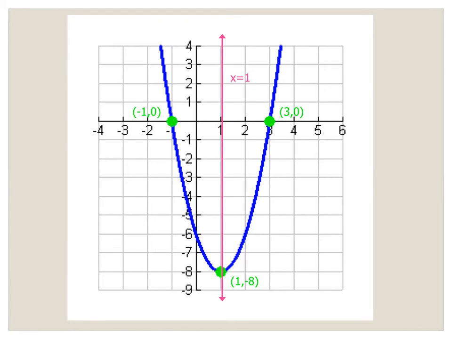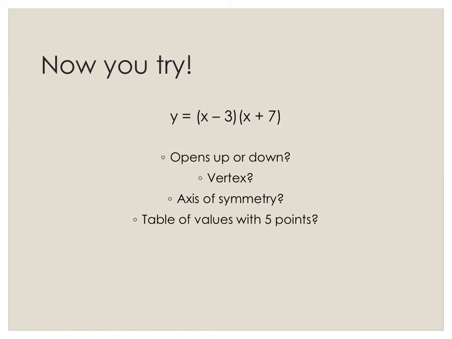Now, here's the answer to the previous problem. Your vertex is (1, -8). And here are the points that are plotted, and your axis of symmetry, x equals 1. Now, this equation is in intercept form. It looks a little bit different. So let us do this one. Does it open up or down? Well, we notice that our a is an understood +1, so it opens up.